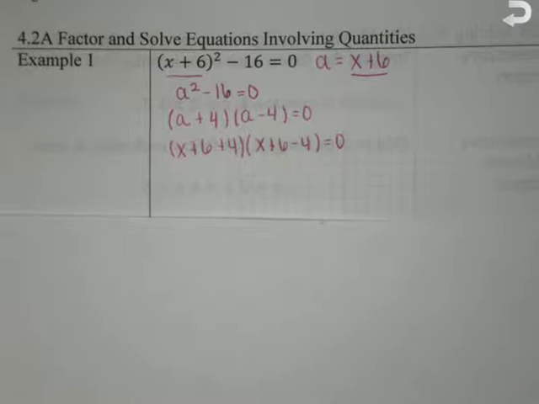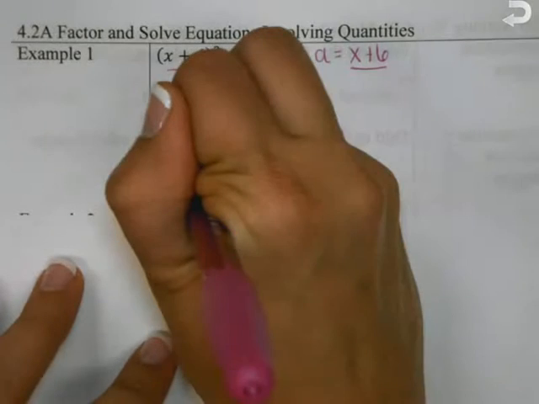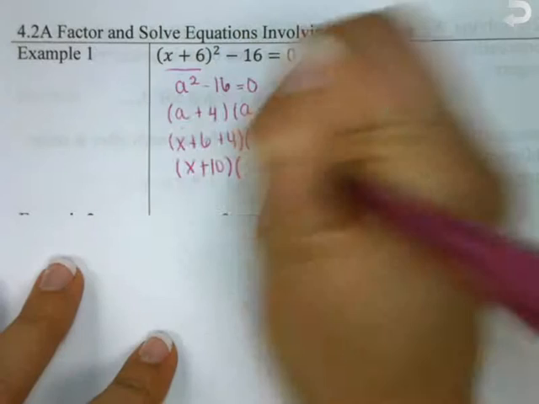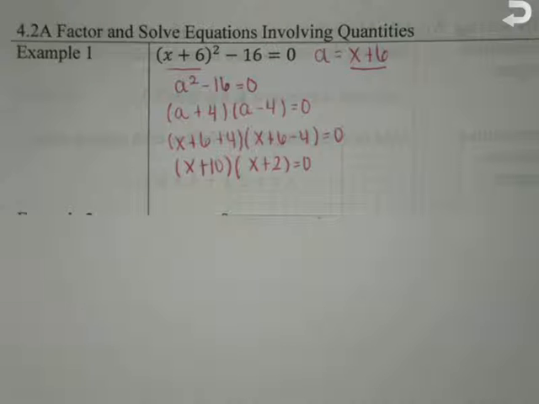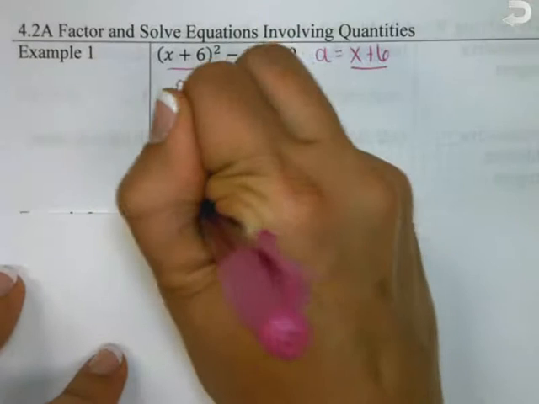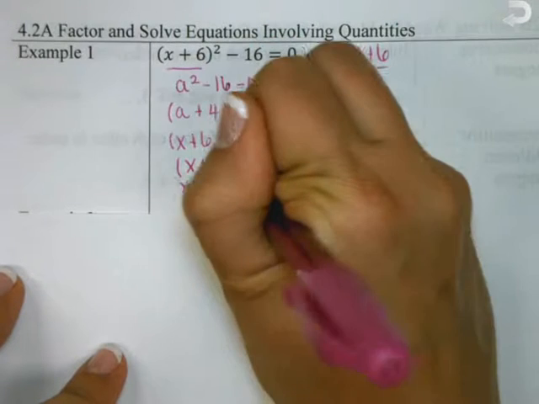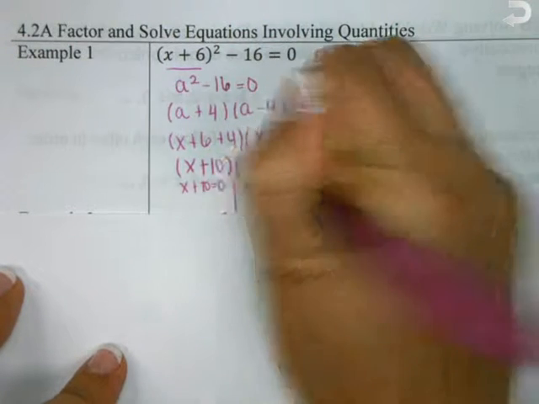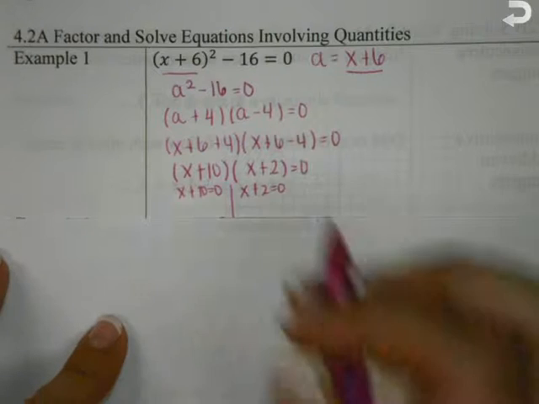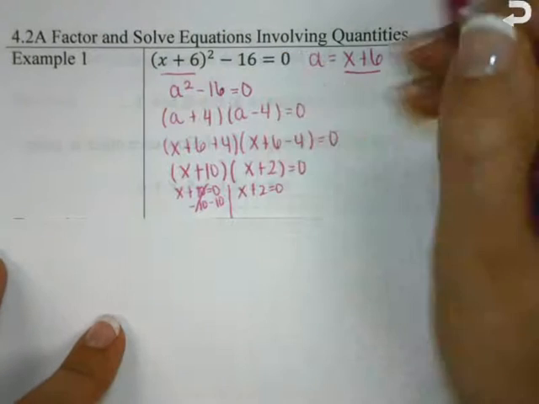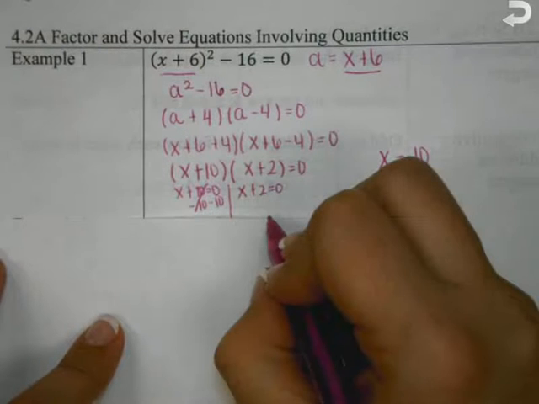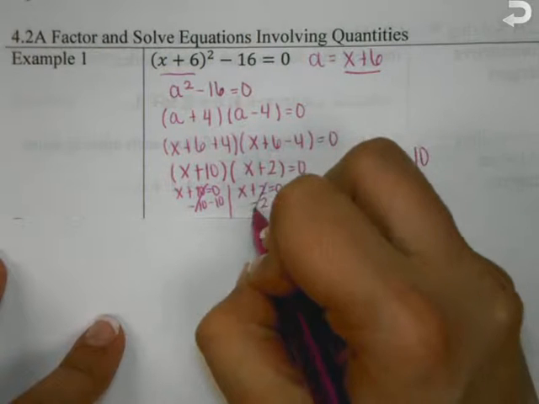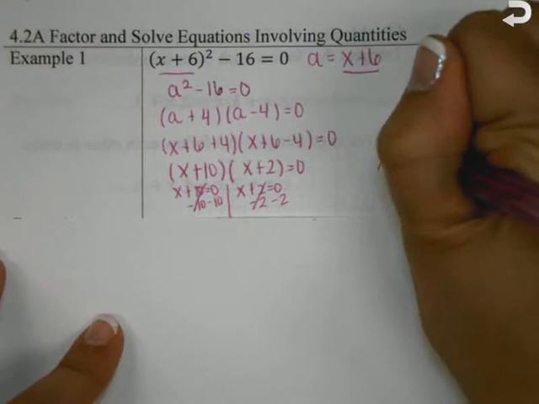So simplify this. So that's going to give me (x + 10)(x + 2) = 0. Now I can set each factor equal to 0. So I have x + 10 = 0 and x + 2 = 0. So on the left we subtract 10 from both sides and that gives me x = −10. On the right we subtract 2 from both sides. So that gives me x = −2.